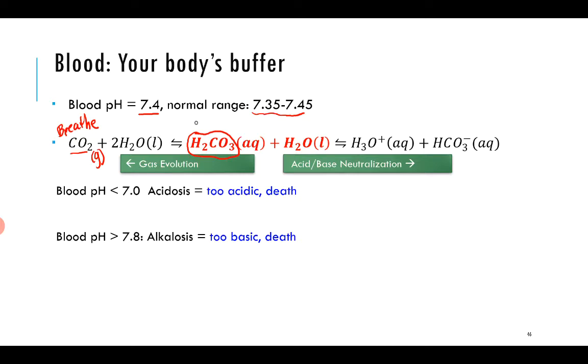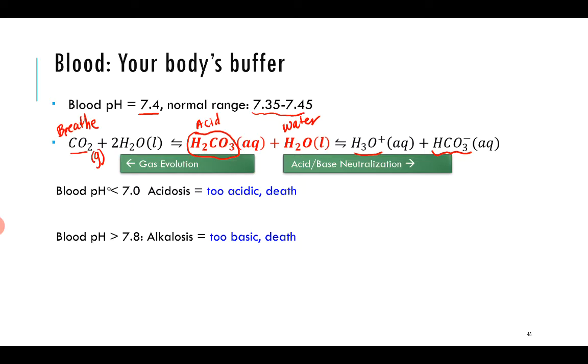This hydrogen carbonate can also react with water in order to make H3O plus and the hydrogen carbonate anion in an acid-base neutralization type reaction. So you can go either direction. You can form this or you can form this. And that's how your body maintains its constant pH.